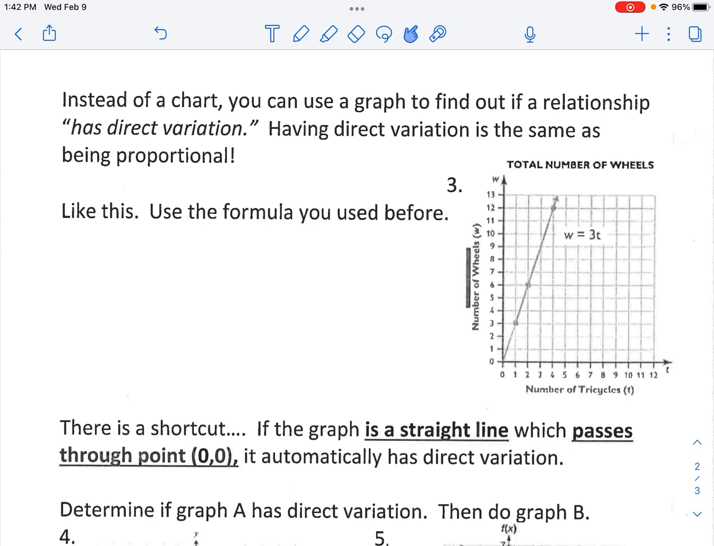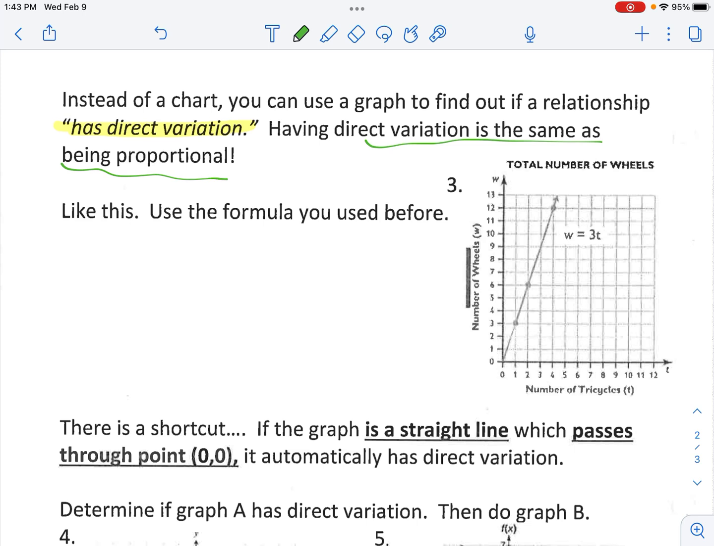Okay, so we've got one more page. Instead of a chart, you can also show constant of proportionality by graphing to find out if a relationship has direct variation. Having direct variation is the same as being proportional. We've talked a lot in the last couple of weeks about proportional. We've used cross products, we've used a common multiplier, we've reduced both ratios to see if they reduce to the same ratio to be proportional. So having direct variation is the same thing as two ratios being proportional.